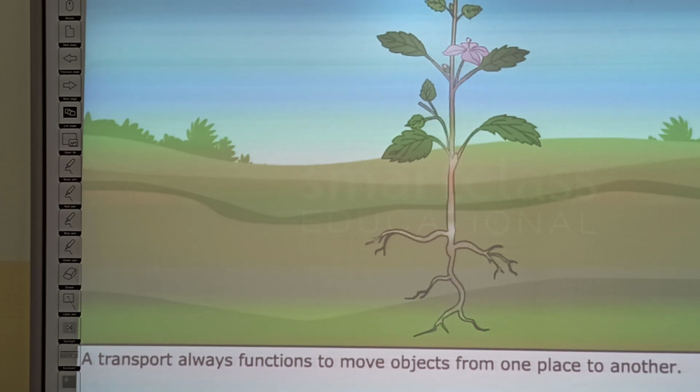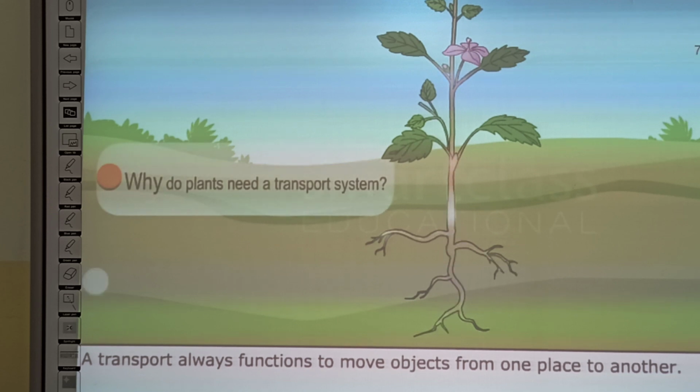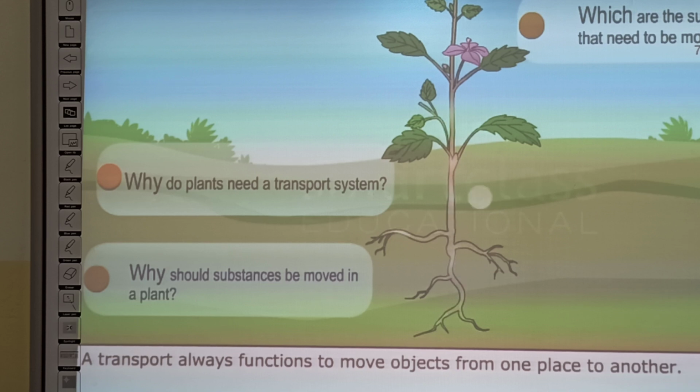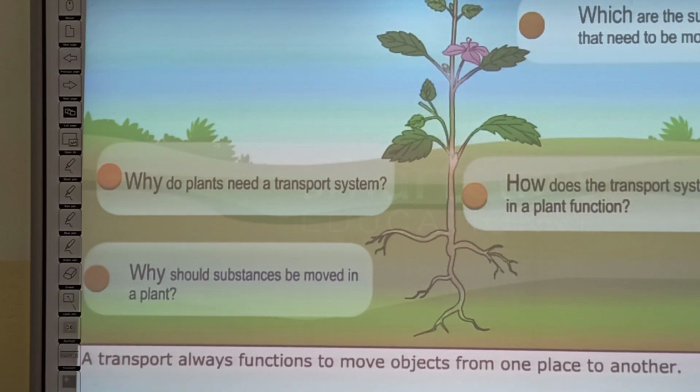To be precise, we're going to learn why plants need a transport system, or why substances should be moved in a plant, which are the substances that need to be moved, and how the transport system in a plant functions.